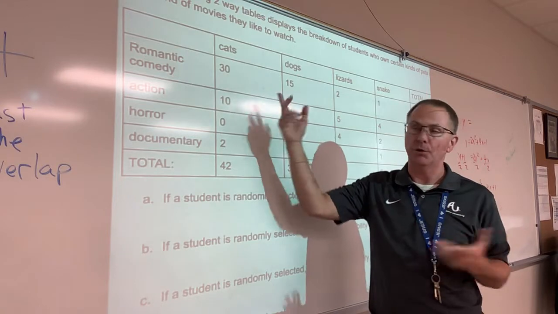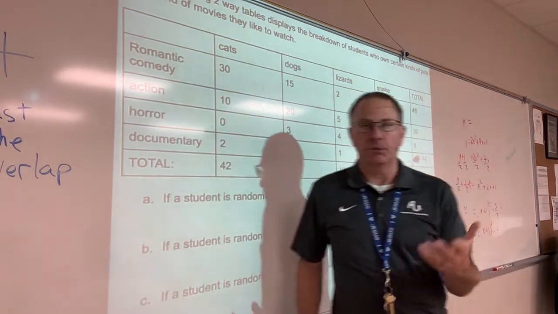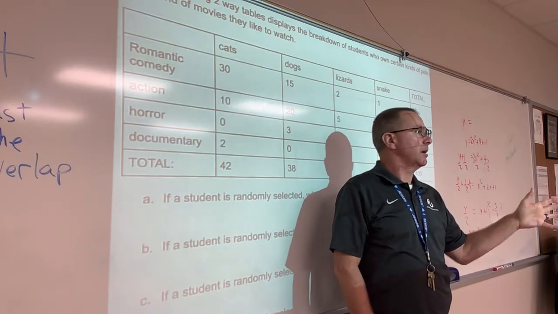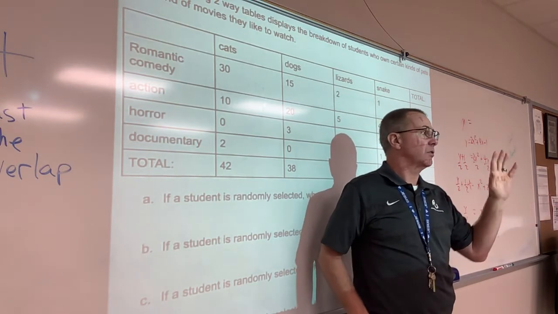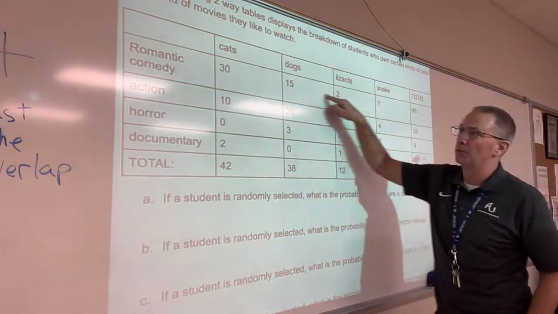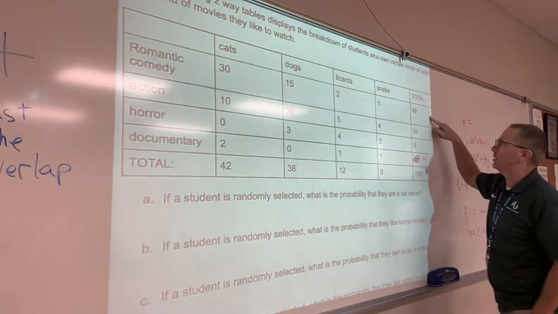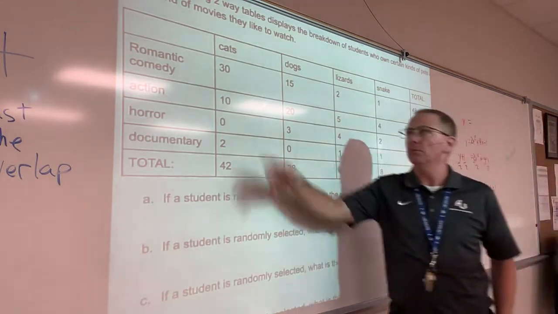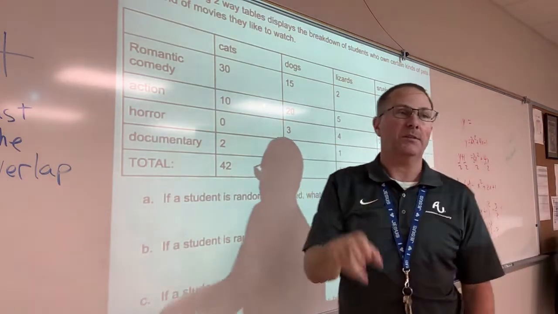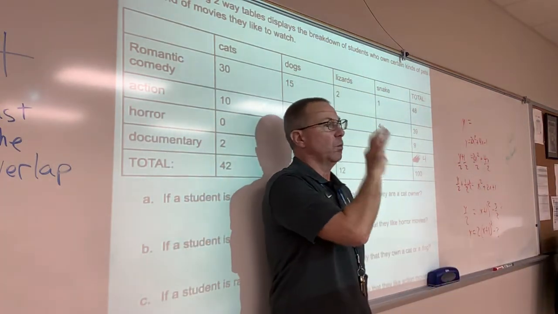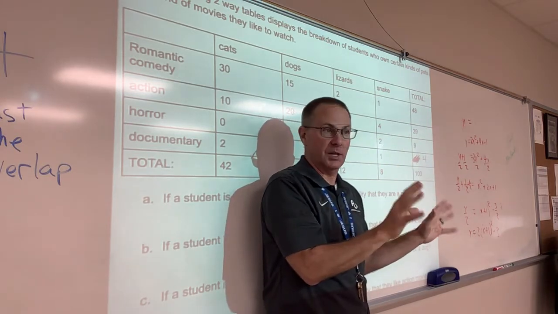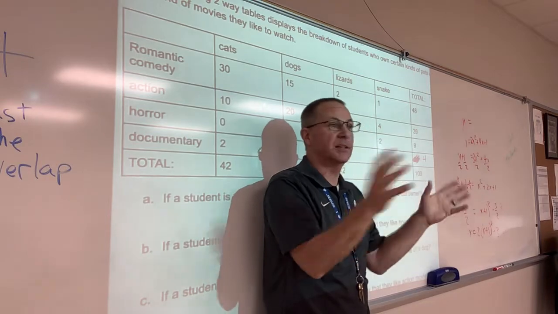I could do a row as well. What's the probability that you are a cat owner given you like romantic comedies? That means you're only going to look at romantic comedies. So there's 48 people who like romantic comedies. Of those 48 people, who owns a cat? Well, 30. So 30 out of 48 would be that probability. So what follows the word given is the only information you're going to look at. That's important to remember. I'm not going to tell you that again.